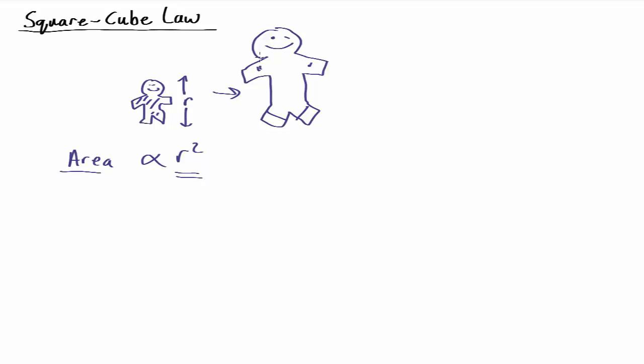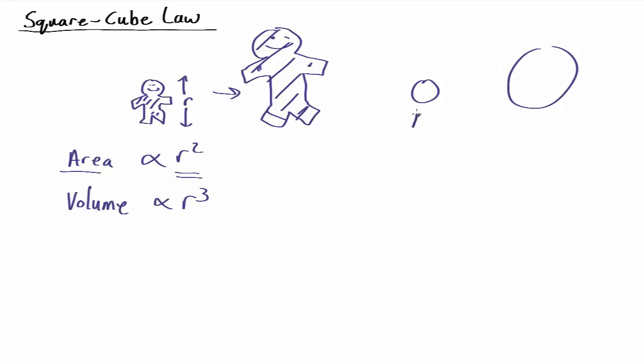But now how about mass or volume? The total volume inside is going to be proportional to r cubed. You can see this very easily if you have a sphere. The area is 4 pi r squared, volume is 4/3 pi r cubed.